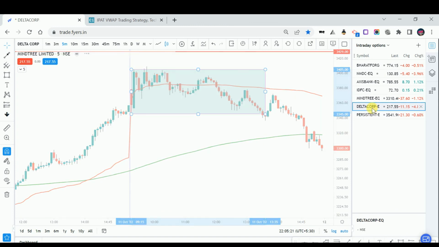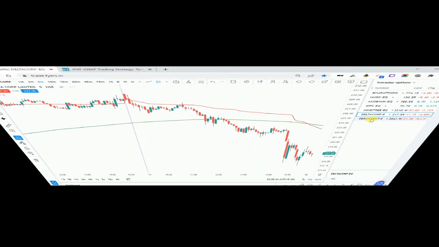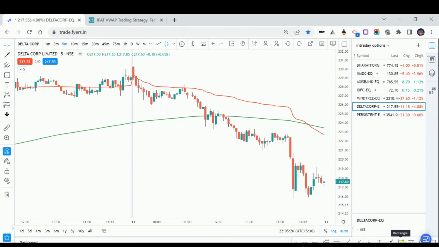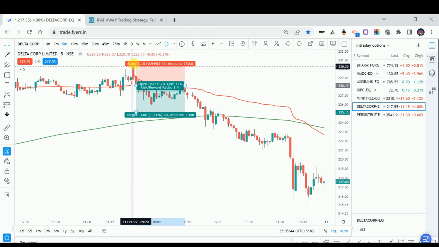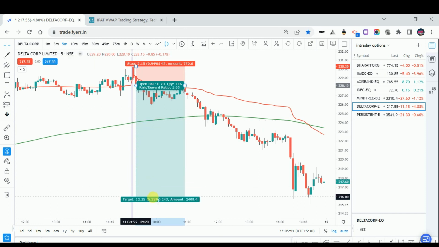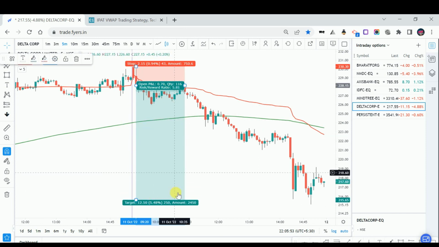The next stock is Delta Corp. Now you can see it has given the entry of breakdown and follow through. So the first candle broke down the VWAP, and the very next candle gave a follow through as well. This is a very high probability setup. So you can enter at the low of this candle, and you could have put the stop loss at the high of this candle, and you could have trailed your stop loss and got around 1:5.